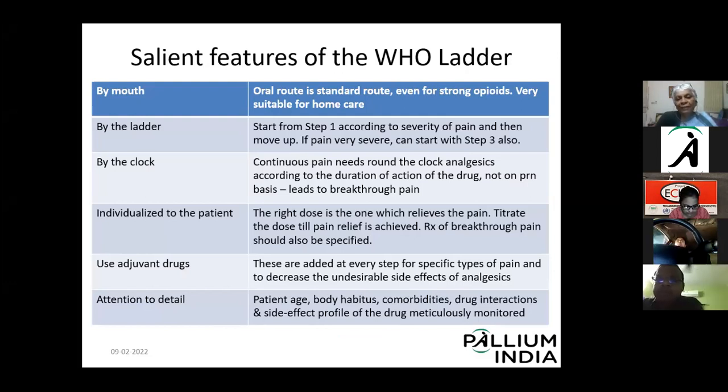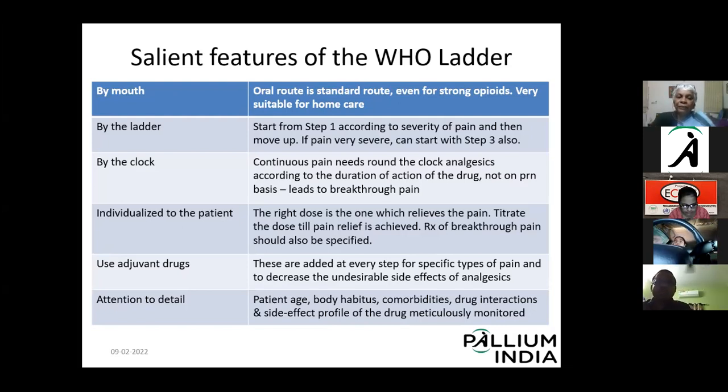So by mouth means all these drugs that are used in the ladder are given orally. That's the standard route of administration, even for the strong opioids. Because of that, it is very advantageous in the sense that it can be given by the caregiver, it can even be taken by the patient themselves, or by the nurse who is visiting them at home. So it's very suitable for home care, because all these drugs are given orally.